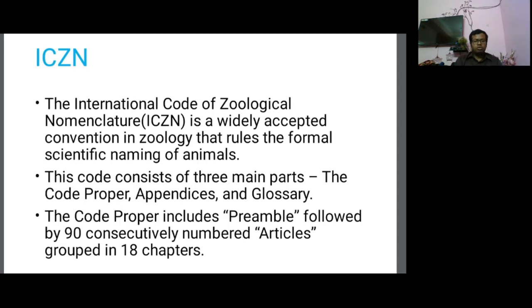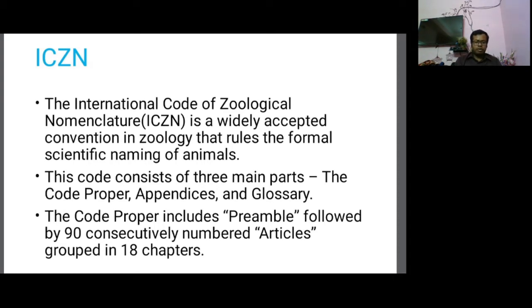ICZN, or International Code of Zoological Nomenclature, is a widely accepted convention in zoology that rules the formal scientific naming of animals. If you want to give a scientific name to any animal, you have to follow the rules of ICZN. The code has three main parts: the code proper, the appendices, and the glossary. The entire ICZN is divided into these three parts.